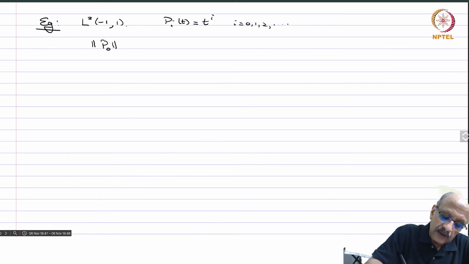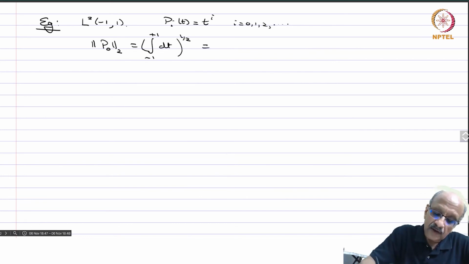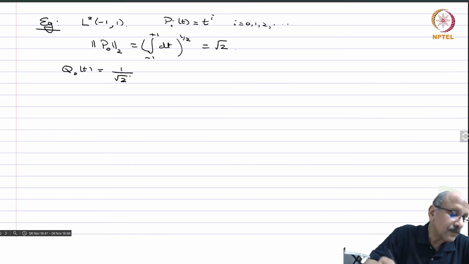We have to take the L2 norm of p naught. That is equal to the integral from -1 to 1. p naught is constant, so it is just dt, and then you have to take the power half, and that is of course root 2. So we write q naught of t is equal to 1 over root 2 for all t in [-1, 1].